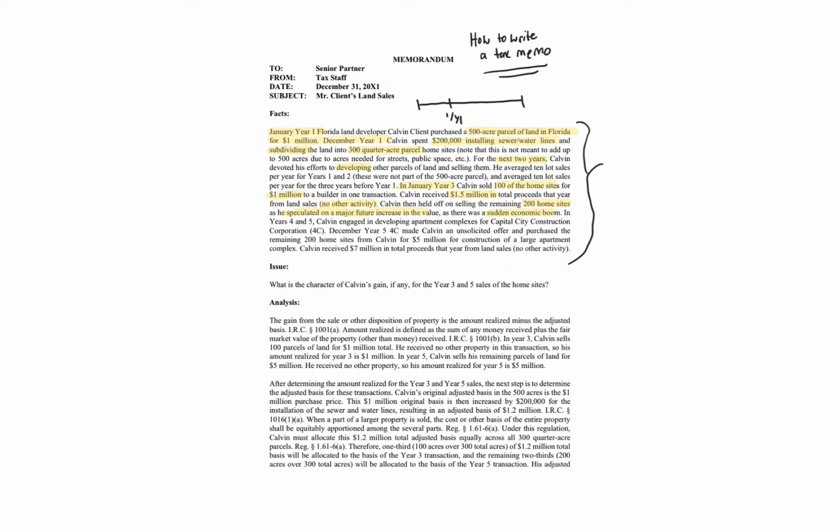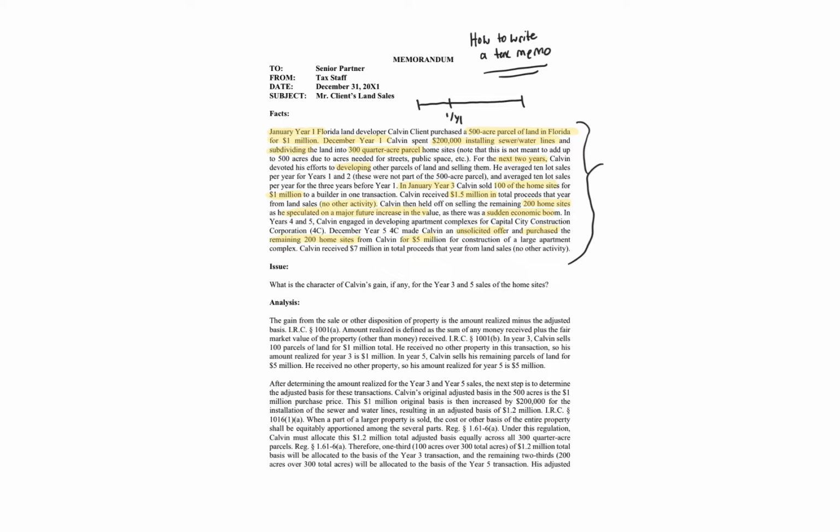In years 4 and 5, Calvin engages in developing apartment complexes for Capital City Construction Corporation, also known as 4C. December year 5, 4C made Calvin an unsolicited offer and purchased, so we have a sale by Calvin, the remaining 200 home sites from Calvin for $5 million. And they're going to construct a large apartment complex on those sites.